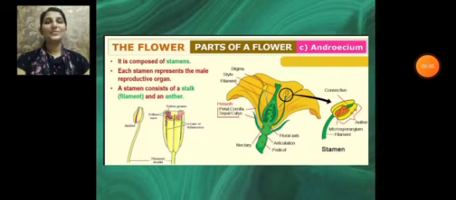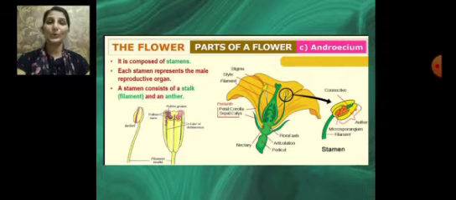Dear children, in this module we are going to learn about the third whorl, that is the androecium. The androecium is composed of stamens. It is situated inner to the corolla and is composed of stamens, which are the male reproductive organ. Each stamen represents the male reproductive organ.